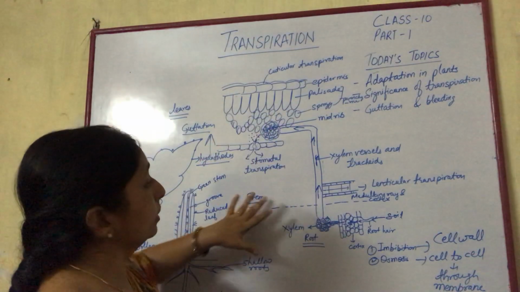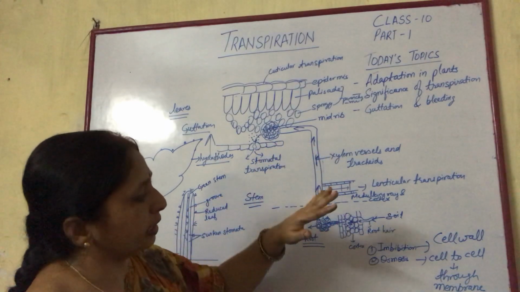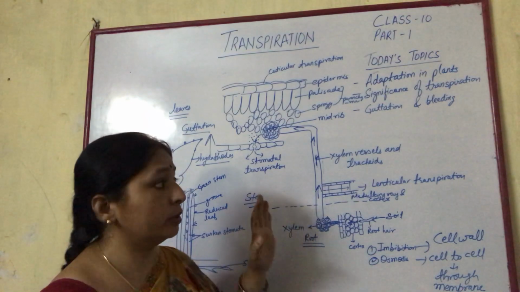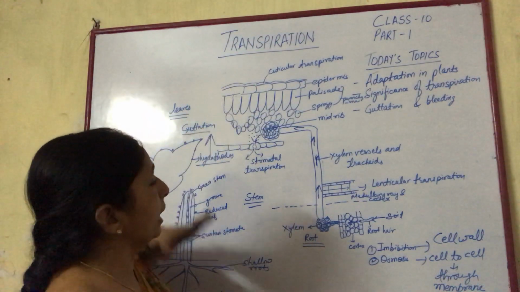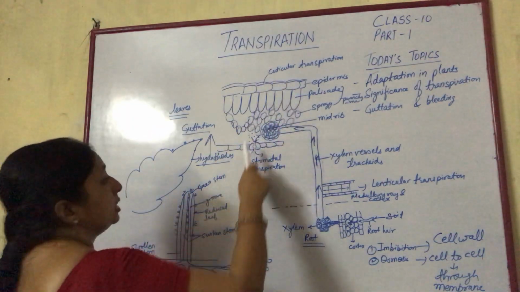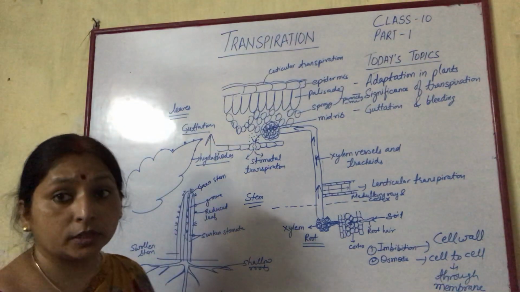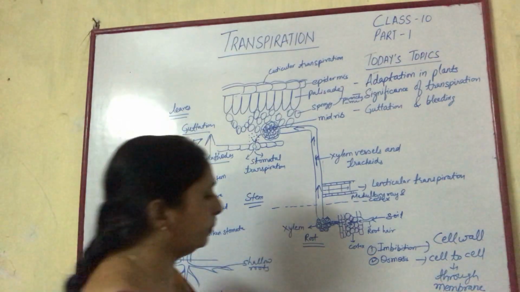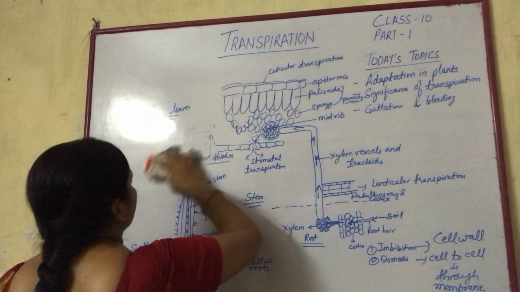Now this is the diagram to represent it. In the stem portion, the transpiration is by the lenticels, small openings on the woody stem or bark. Then in the leaf portion, transpiration is by cuticles or stomatal transpiration, then guttation through the hydatodes. So this is all about the diagram. And next is the diagram of the cactus.